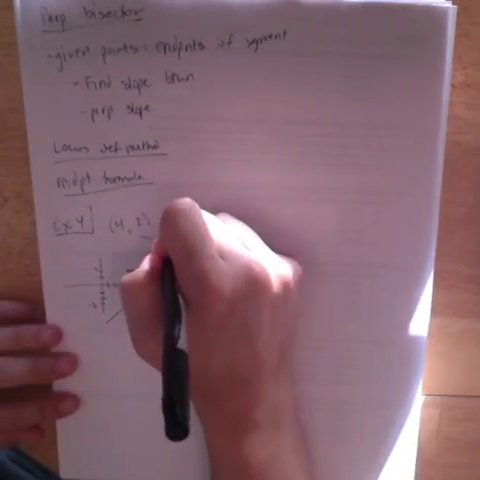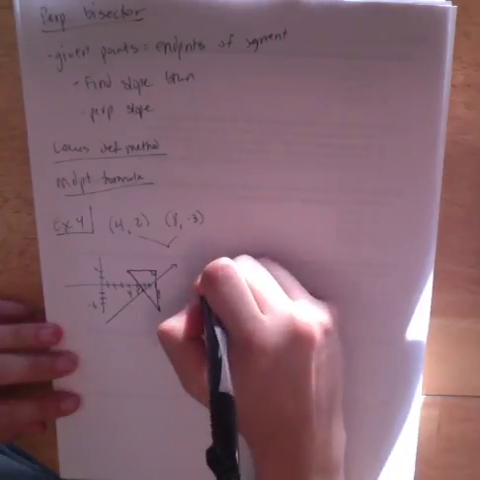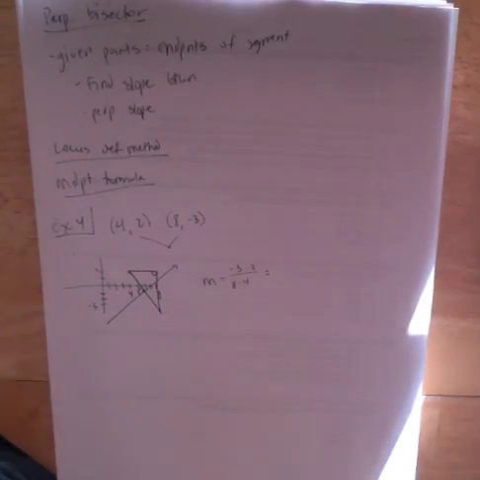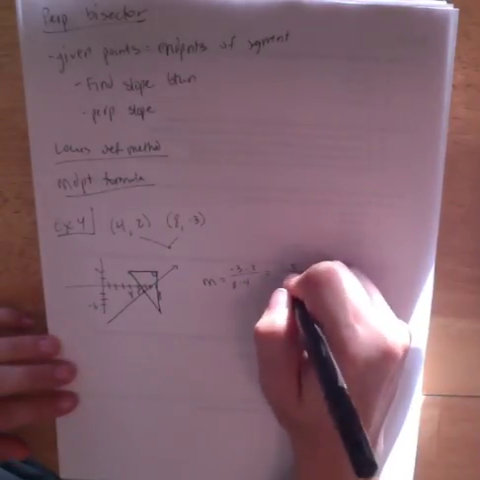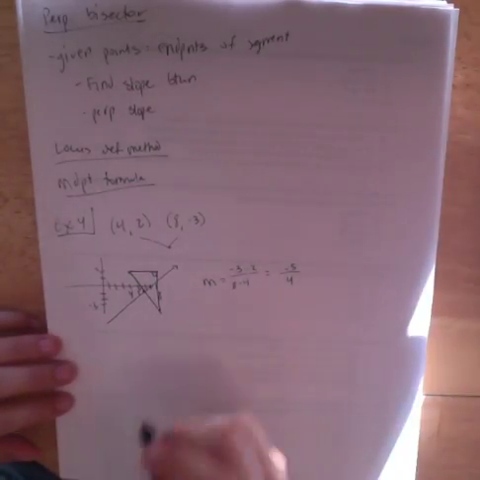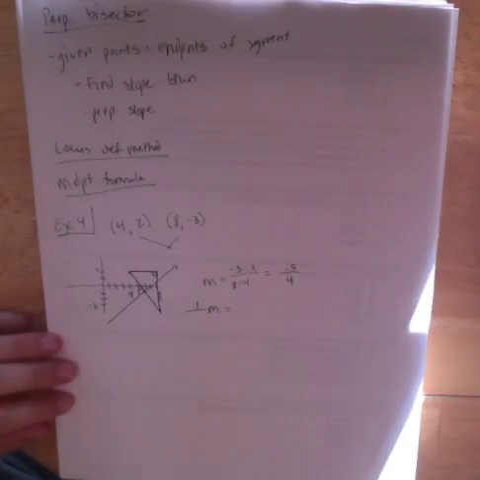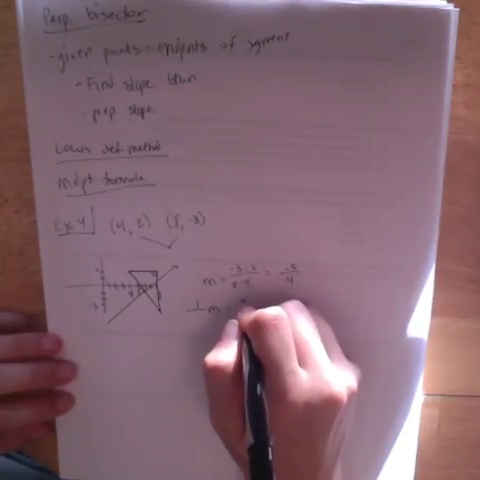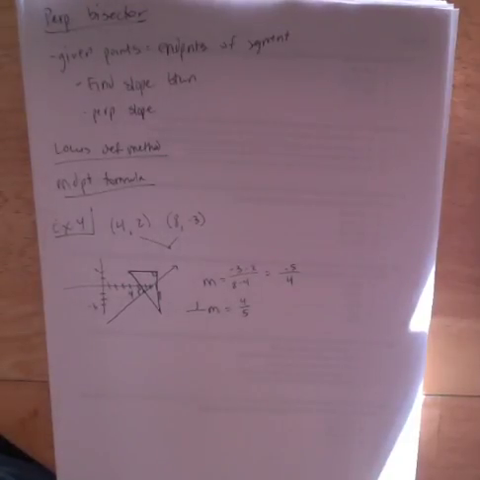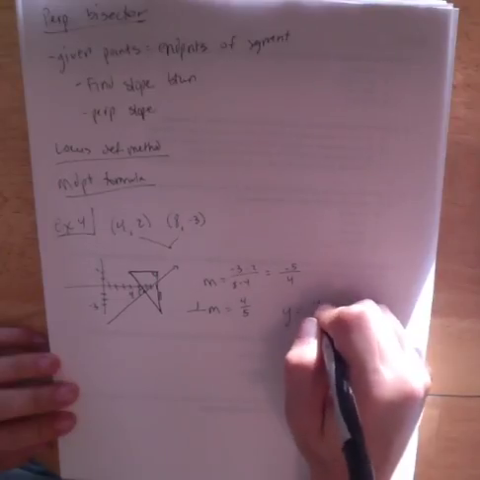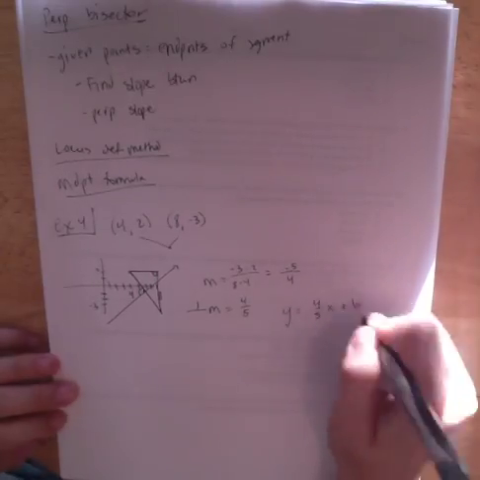Okay, the first thing we're going to do is find the slope between these two points. So the slope we know is the change in y over the change in x. So we will have -5 over 4. Now I want the perpendicular slope to this, which I know we do the negative reciprocal. So my slope will be 4 over 5. Okay, so far my perpendicular bisector looks like this.